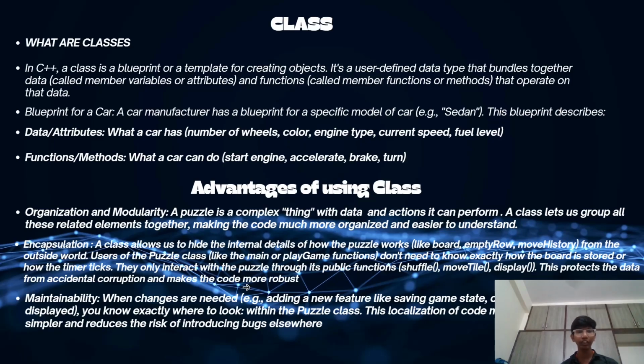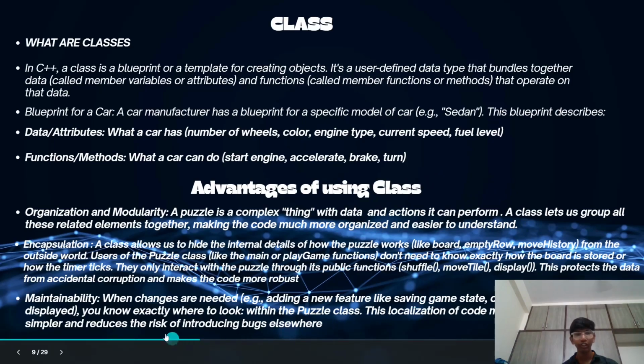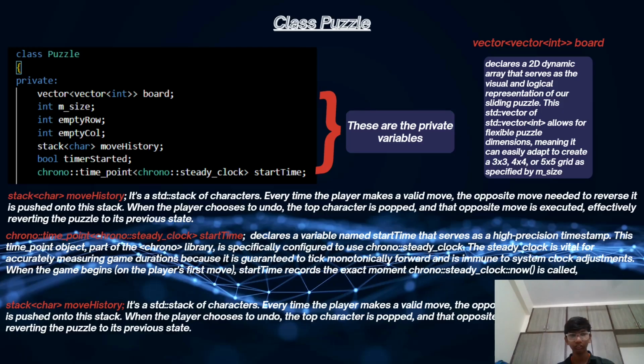The third advantage is maintainability. When changes are needed, like adding a new feature to the game or changing a feature, you don't have to entirely change the code. You just have to declare the function in the class and then write the definition of the function. This will create a new feature, which will actually reduce the effort.